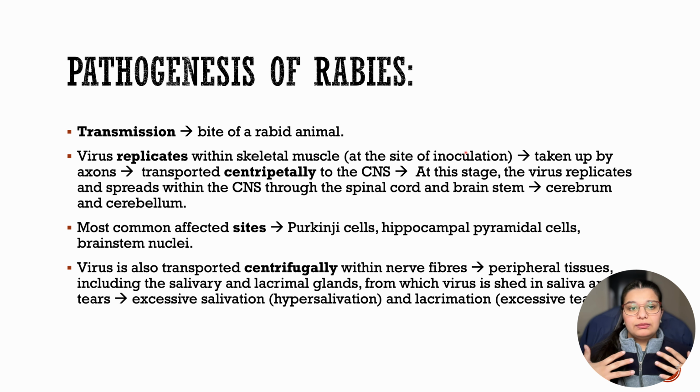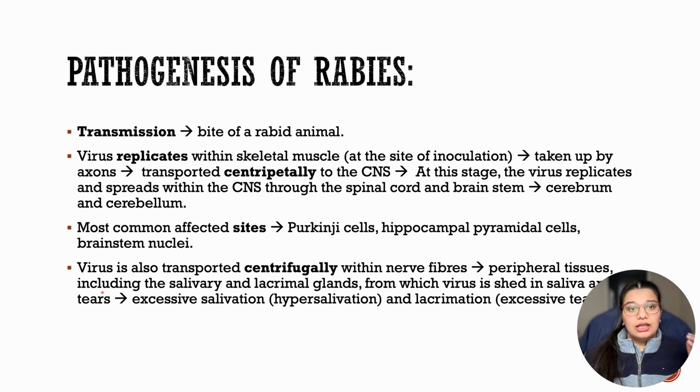It then transports the virus towards the central nervous system, and there the virus replicates within the central nervous system through the spinal cord to the brain stem, up to the cerebrum and then the cerebellum. This is how it is transmitted and then replicates. What are the most common sites affected? That's the Purkinje cells of the cerebellum, which we saw in detail in the slide I showed you before. Secondly, the hippocampal pyramidal cells, and thirdly the brainstem nuclei. These are the most common affected sites, though other parts of the central nervous system can also be affected.